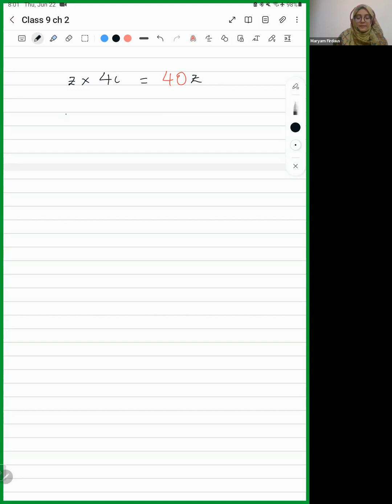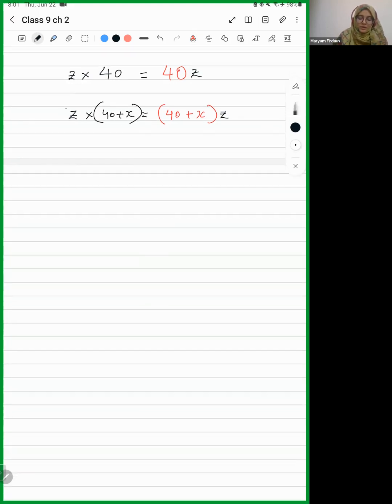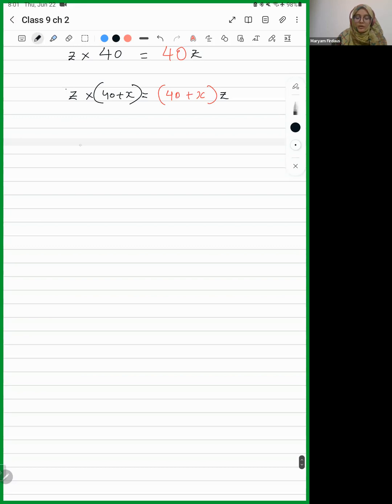If I say z multiplied by what will give you 40 plus x z, yeah, z. Now what will your answer be? 40 plus x. Very good. 40 plus x in brackets. Now z multiplied by what will give you 40z cube? What will your answer be? 40z square. Very good. 40z square.